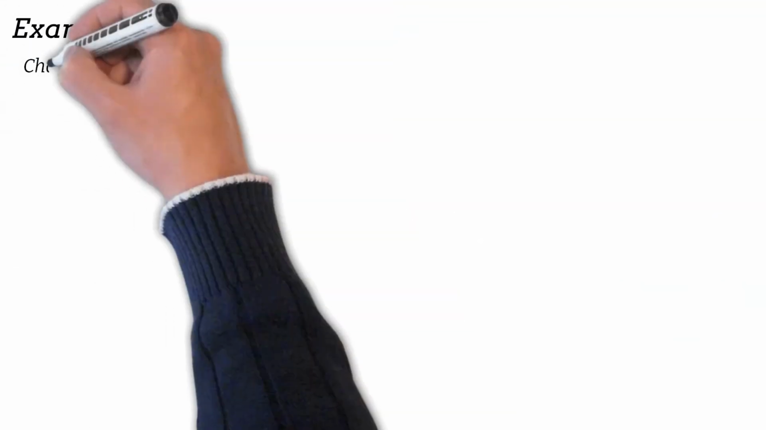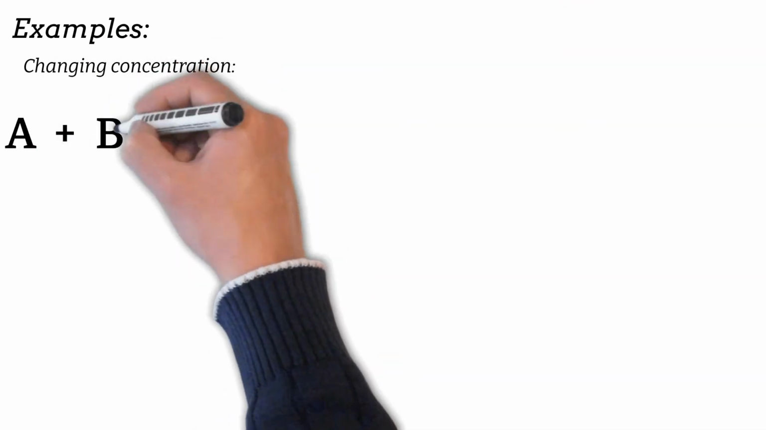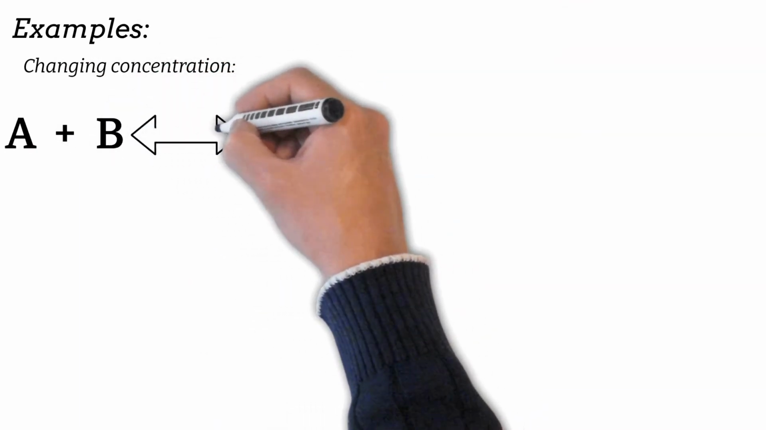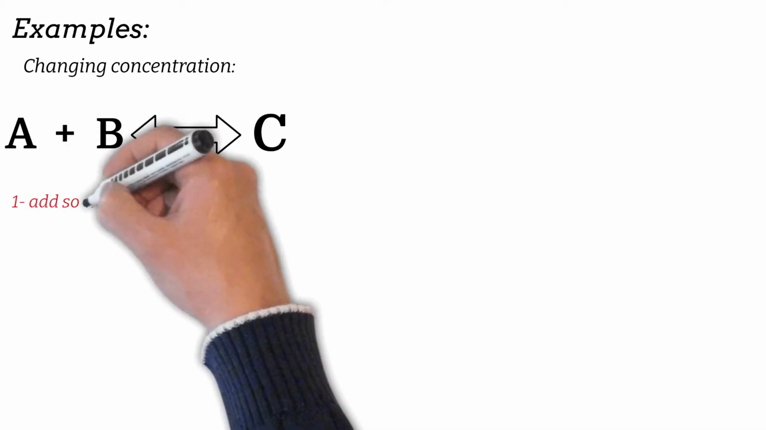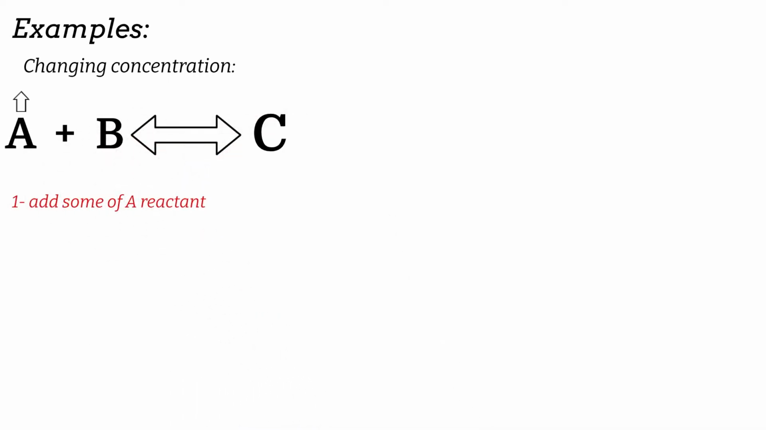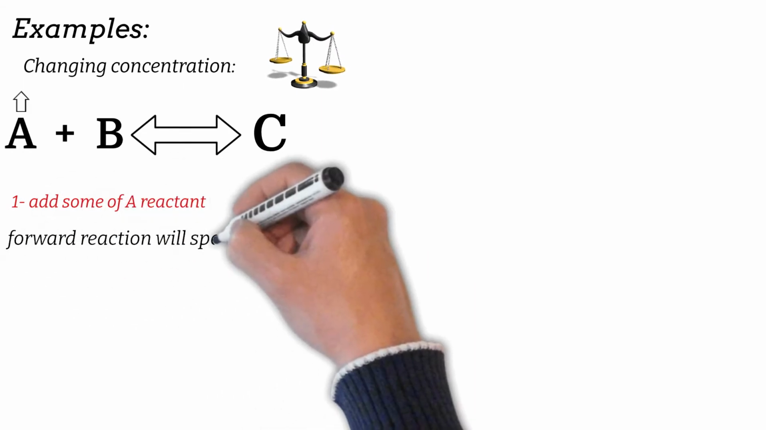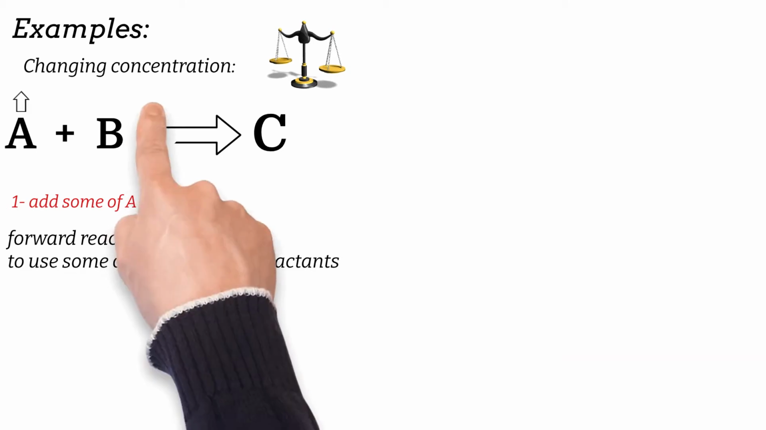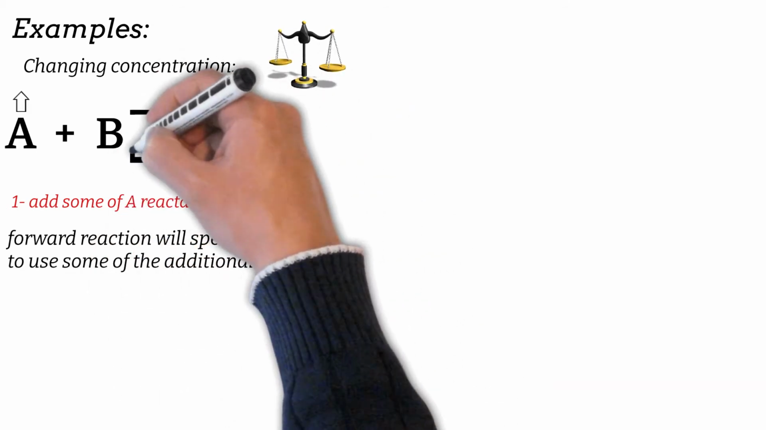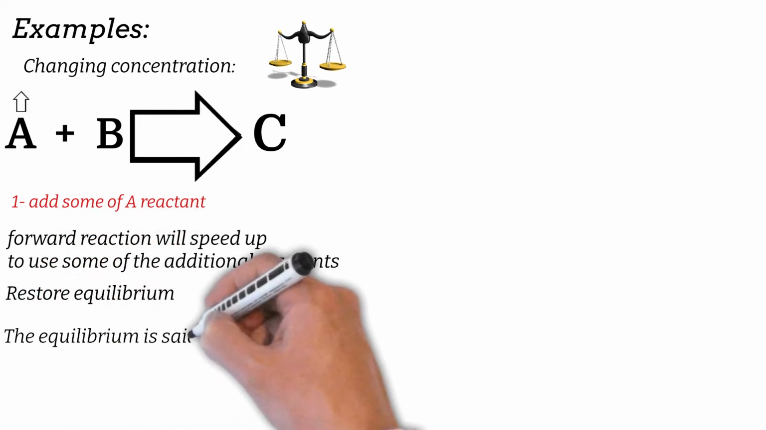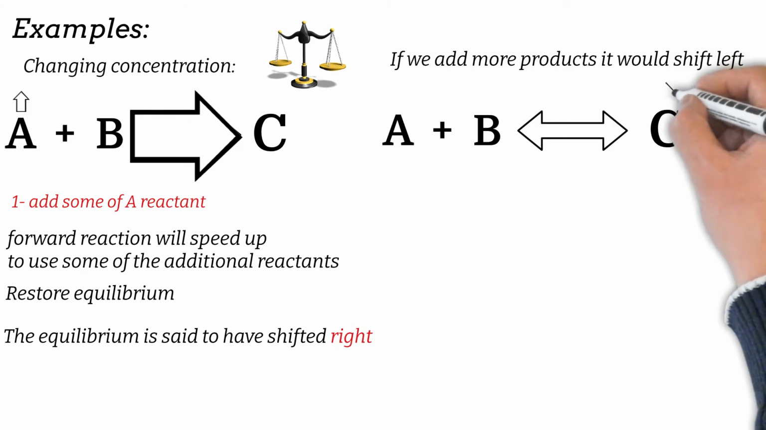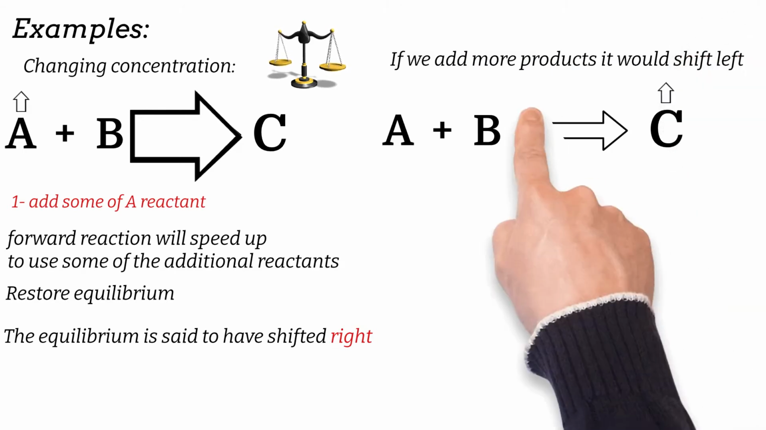Let's see some examples of a stress we could put on a system at equilibrium. We could modify the concentration of any of the compounds. Look at this chemical equation. Let's say we add some of a reactant. That will unbalance the equilibrium, but the forward reaction will speed up to use some of the additional reactants and turn them into products and restore equilibrium. The equilibrium is said to have shifted right. If we add more products, it would shift left.